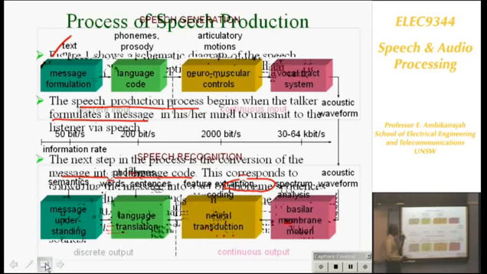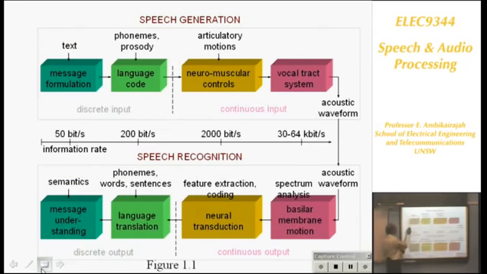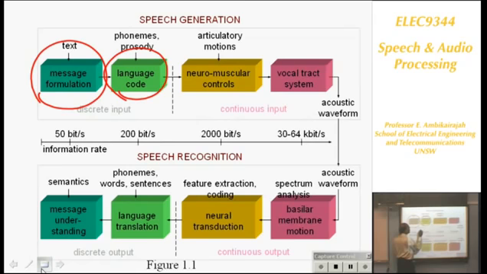So if you look at the speech generation block diagram, first is message formulation. You have formulated the message. It could be text; you thought about it and formulated it. Second, you have created a language code, because you have decided what the code is. You have selected the phonemes required for that particular language. And these are discrete inputs, very small data.